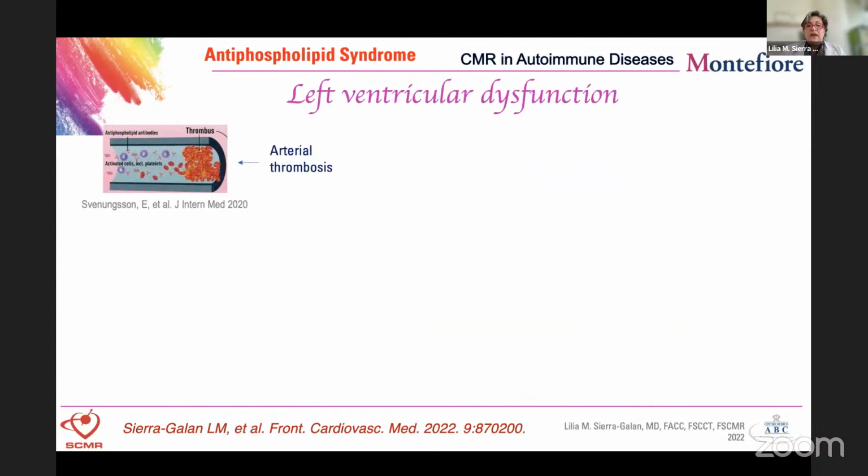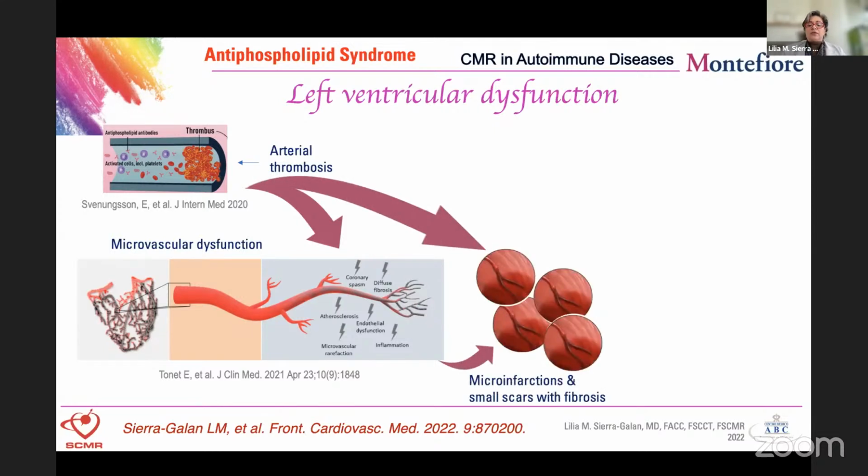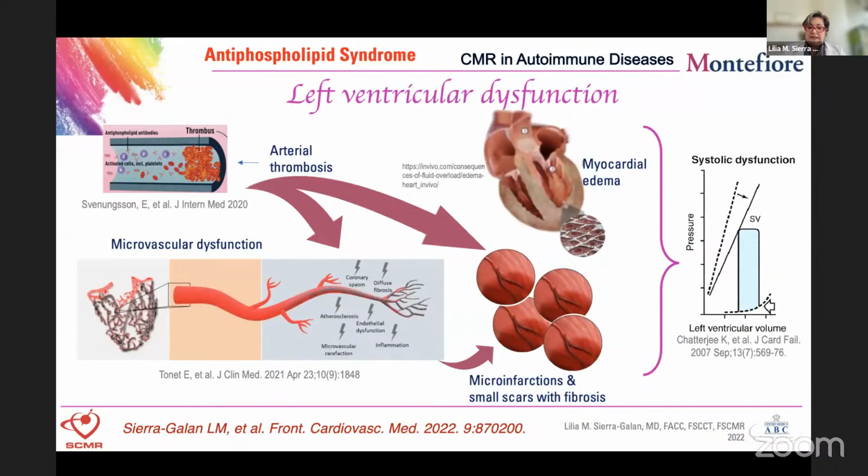But we also have left ventricular dysfunction. And the left ventricular dysfunction is due to arterial thrombosis again. So we are going to have problems with the coronary circulation. We are going to have, again, microvascular dysfunction. And also we are going to have microinfarction and small scars with fibrosis. Those, in addition to the myocardial edema, are going to produce systolic dysfunction.